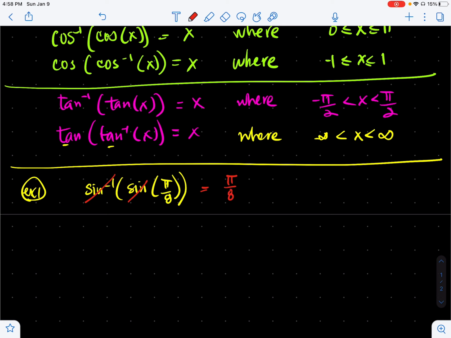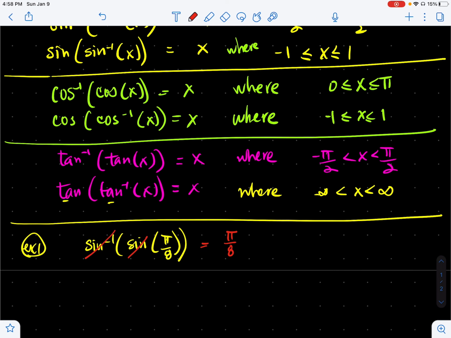Now I need to think about this. Is pi over 8 acceptable? This is an angle. Is it in quadrant 1 or quadrant 4? If it's in quadrant 1 and 4, we're good to go. If not, then we'll have to do some other things. Now, how do I know this is in quadrant 1 and 4? The first step should always be to look at the chart.